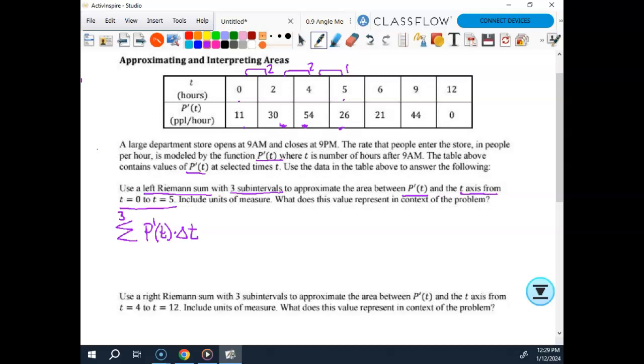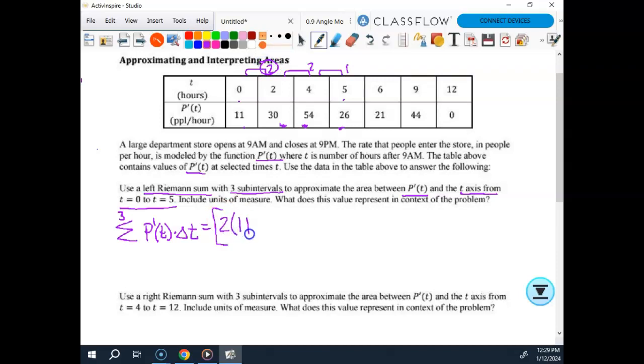So when we do this, it is going to be equal to, all right, so we know that we have little rectangles underneath there. The base of the first rectangle is what? 2, because it's the change. This is my base. It's 2. We multiply it by what?